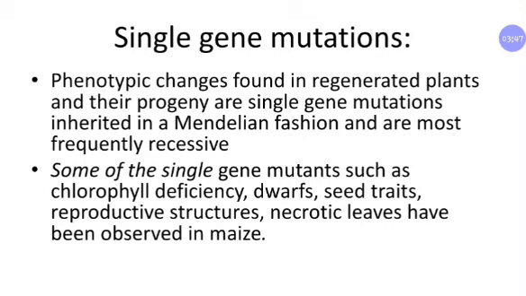Single gene mutations. The regenerated plants and their progeny may show phenotypic changes, and these phenotypic changes may be due to single gene mutations and would be inherited in a Mendelian fashion and show recessive traits. Some of the single gene mutants are chlorophyll deficiency, dwarfs, seed traits, reproductive structures, and necrotic leaves, and these are observed in maize.